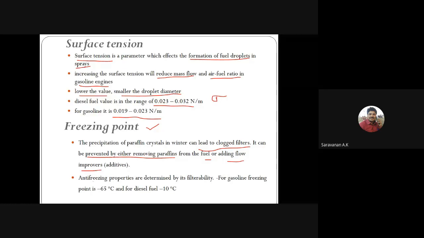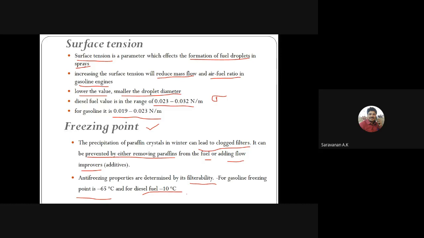So the antifreezing properties are determined by the filterability, right? For gasoline, the freezing point is minus 65 degrees Celsius, and for diesel, it's minus 10 degrees Celsius, right? These are the important properties for the fuels which may be used for IC engines, right?